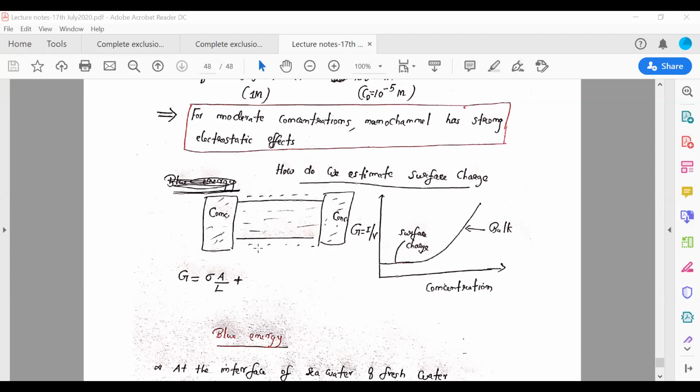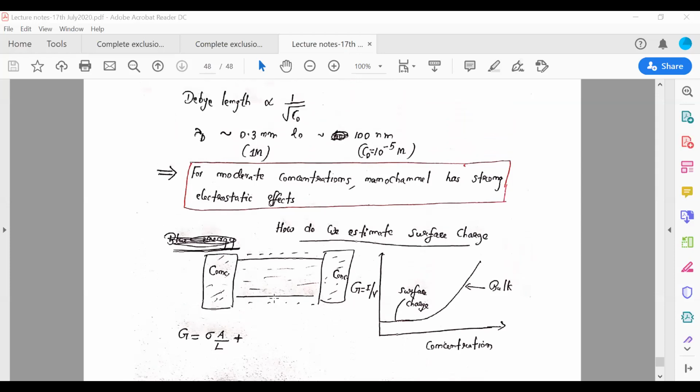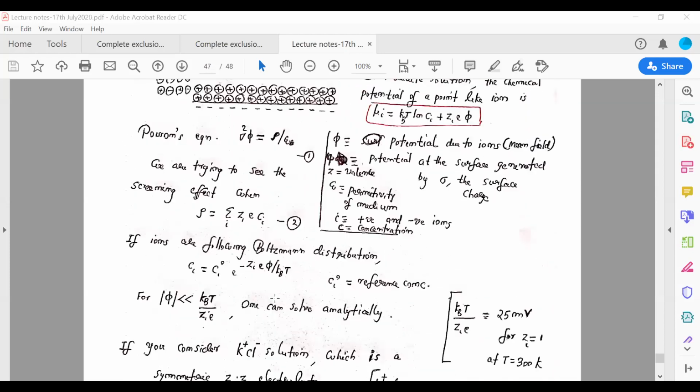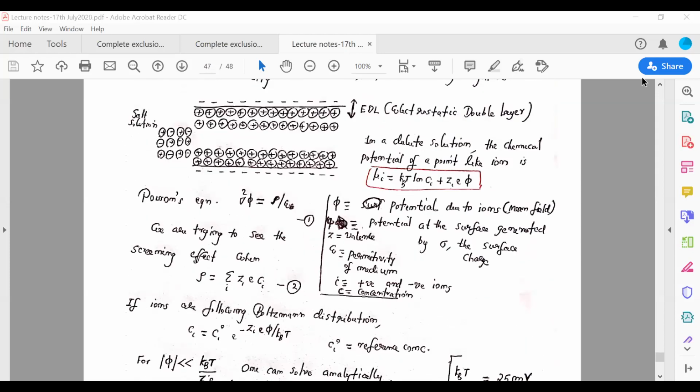So now I can explain based on this. When you have low concentration, the conductance through this channel is governed by the surface charge. The surface charge will decide how many ions can be transported, because it is actually interacting with this.